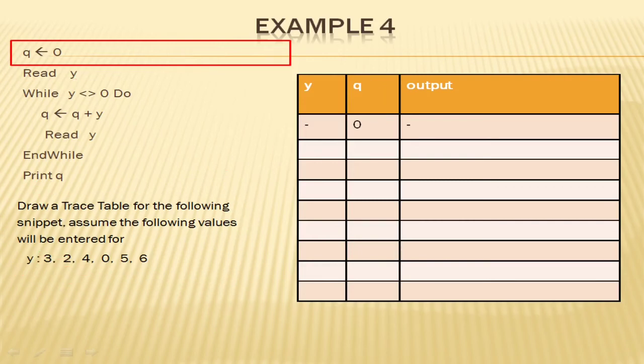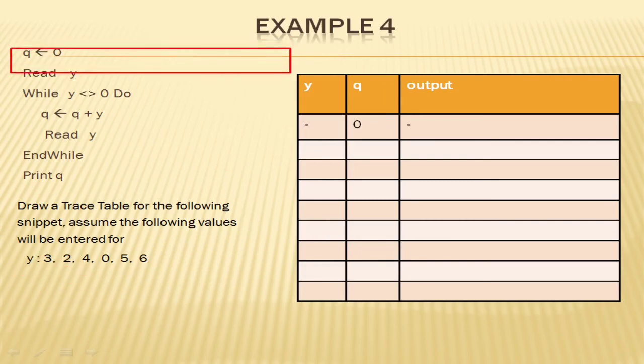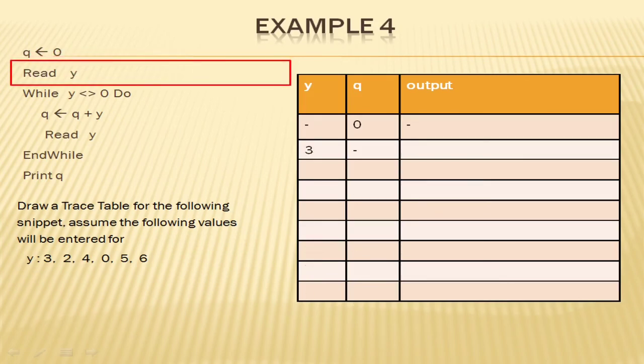So we're going to move down to the next statement, which is read y, and the value that we will enter is 3. So under the y column, we're going to write 3. In this line, there is no value for q, so we put a dash. There is no value for output, so we put a dash. Once we do that, we're going to move to the next line.